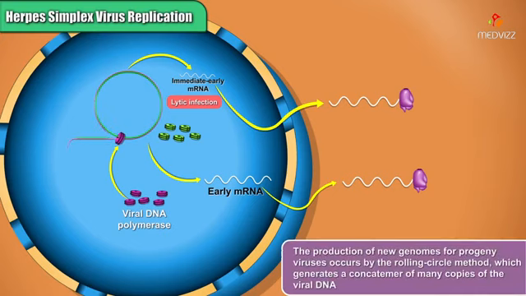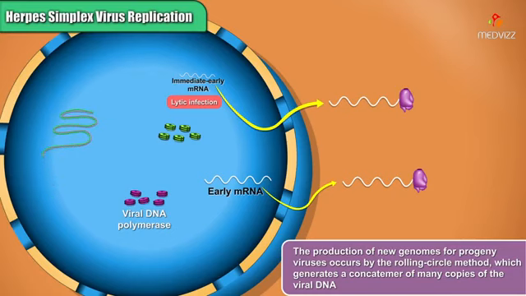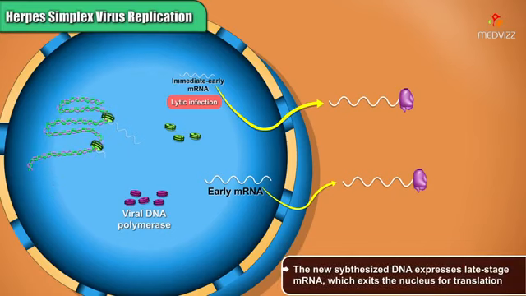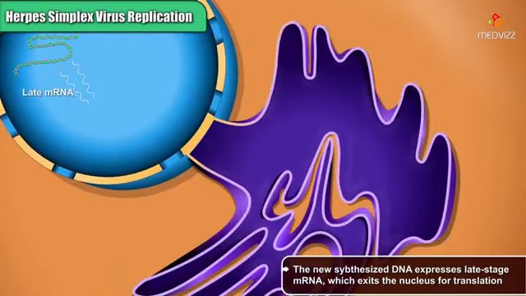The production of new genomes for progeny viruses occurs by the rolling circle method, which generates a concatemer of many copies of the viral DNA. The newly synthesized DNA expresses late-stage mRNA, which exits the nucleus for translation.